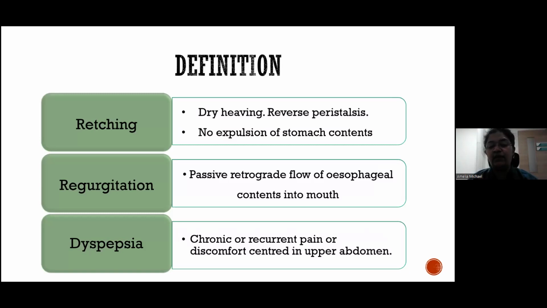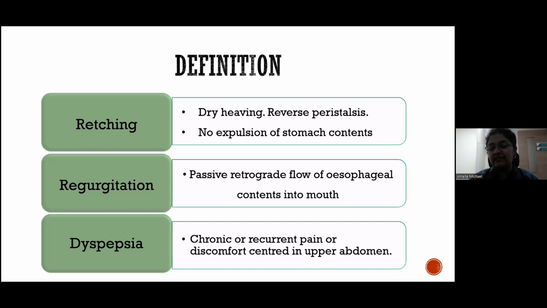You also have any of these other things. There is retching, which is basically dry heaving. It is reverse peristalsis, but there is no expulsion of your stomach contents. Next is regurgitation, where you have a passive flow of contents from the esophagus into your mouth. Then you have dyspepsia, which is chronic or recurrent pain in the epigastric region. And then you have water brash, where you feel nauseated, you feel like you want to puke, and you feel like the upper abdomen is uncomfortable.